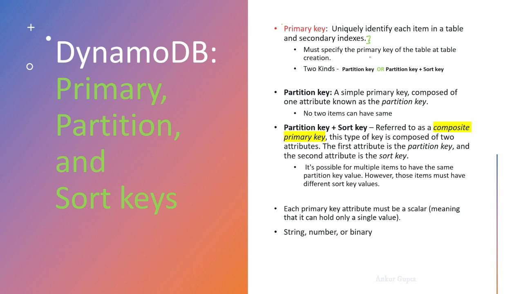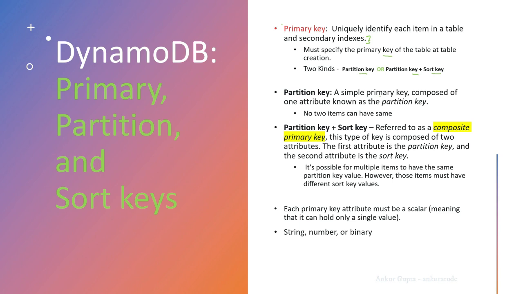In DynamoDB table, we can define a primary key in two ways. We can just have a simple partition key, or we can have a combination of partition key and a sort key. And you need to define the primary key when you're creating the table. So once the table is created, you cannot change the primary key. So what is partition key?